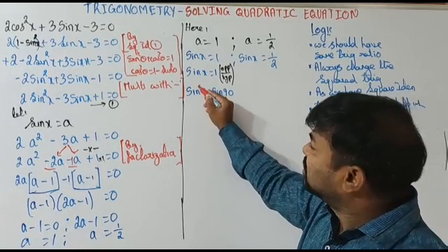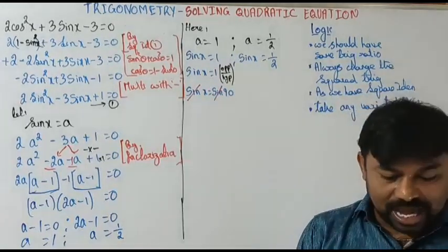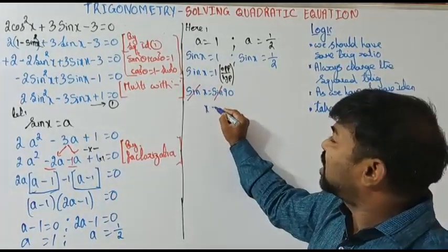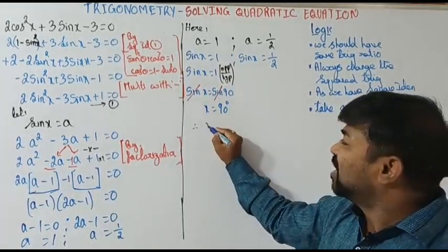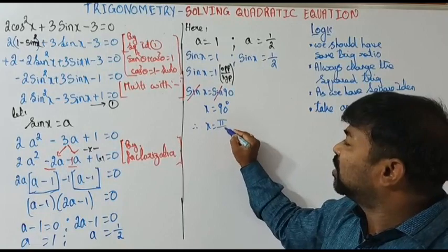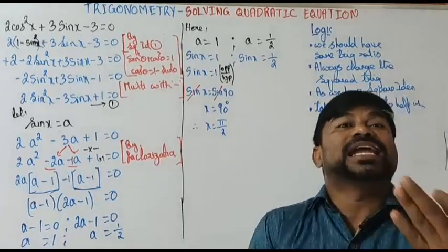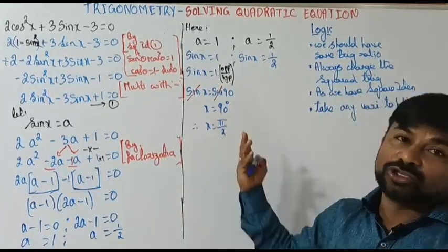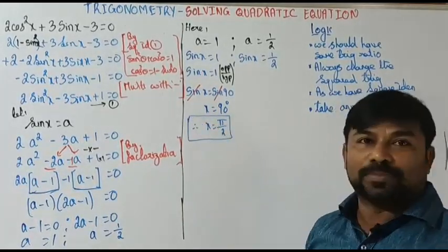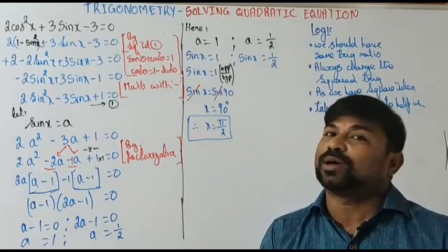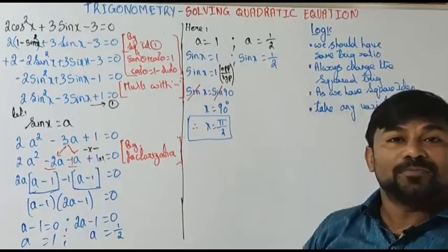Now if you cancel sine and sine on both the sides, we get the value of x as 90 degrees, right? Therefore, x is equal to pi by 2. We consider in radian measure. If it is in degree measure, x is equal to 90 degrees. Here, we got x is equal to pi by 2. Fine. We got x is equal to pi by 2 straight. But we are having one more.